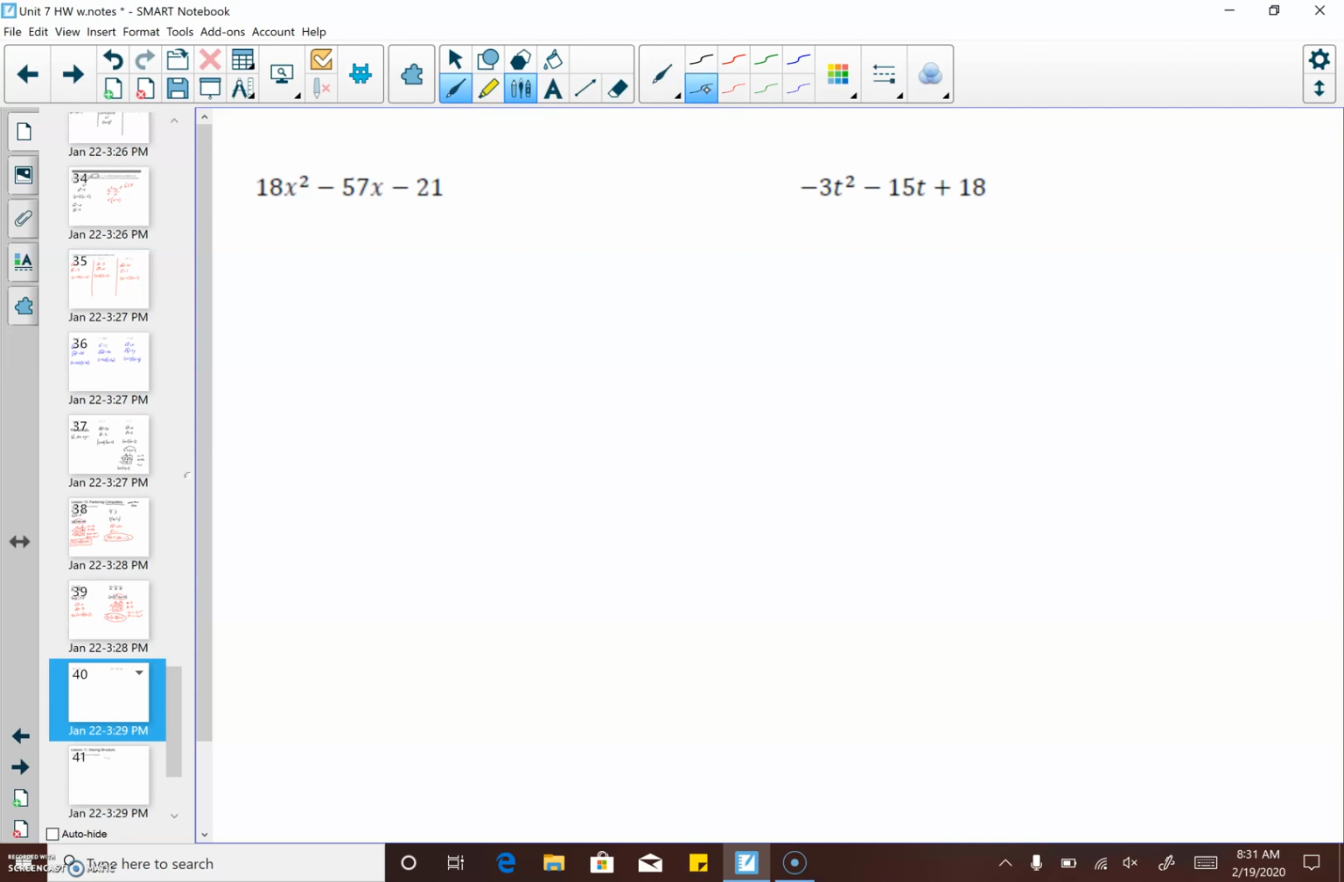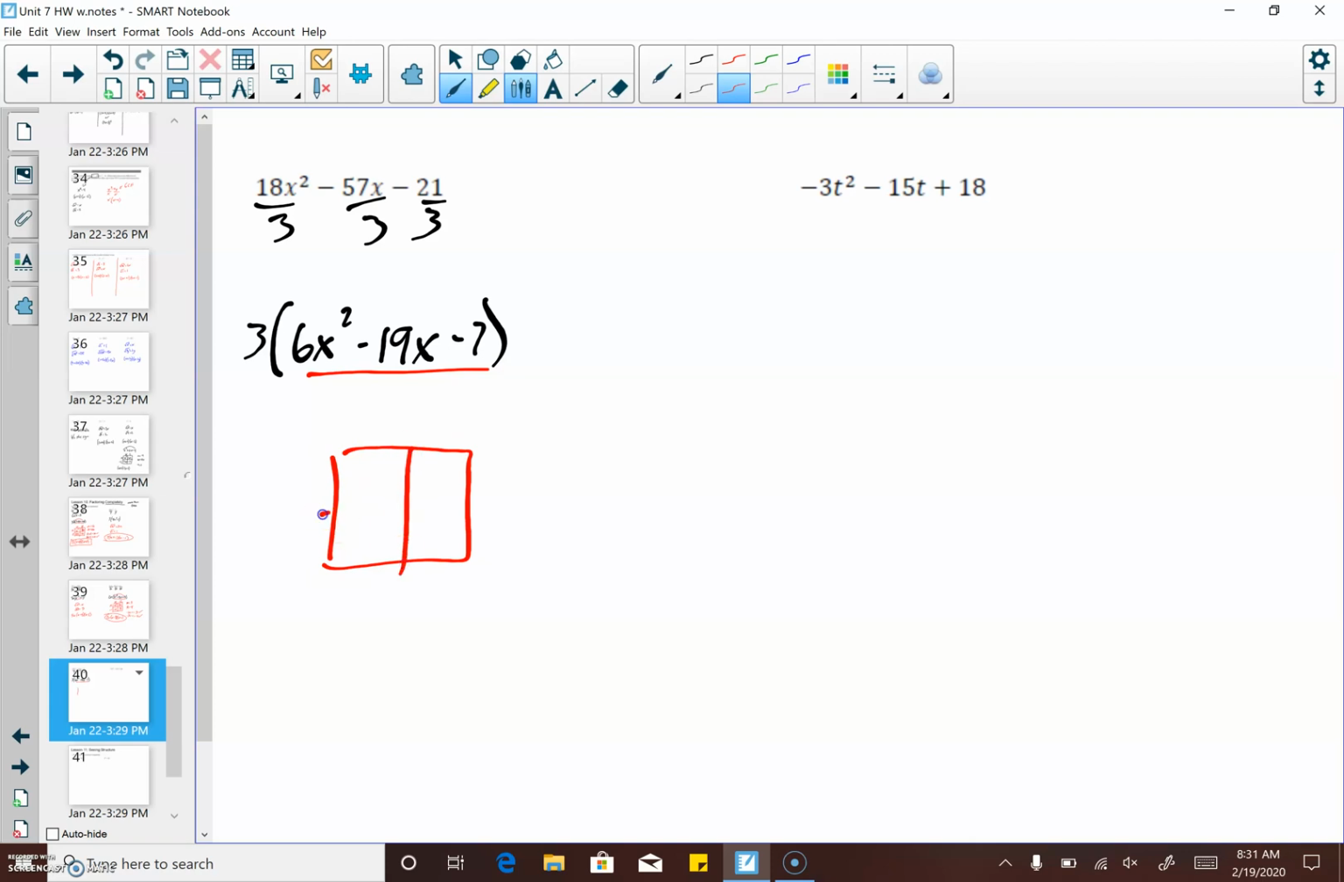For our next one, 18x squared minus 57x minus 21. The GCF for that one is only a 3. So we're going to end up with slightly bigger numbers here. We have 6x squared minus 19x minus 7. So now we're going to be into our trinomial factoring here. So 6x squared and negative 7. Multiply first by last. So two numbers that multiply to negative 42 and add to a negative 19. Well, that's going to be negative 21 and a positive 2.